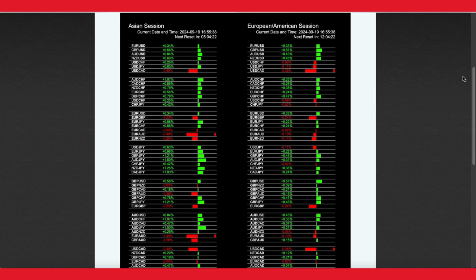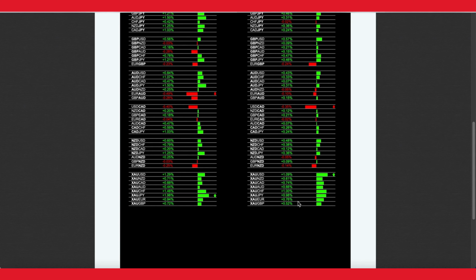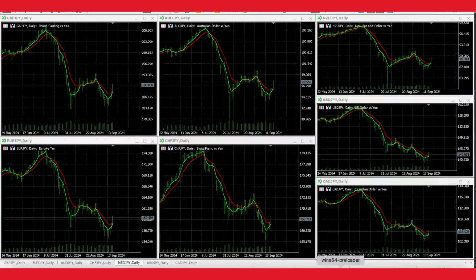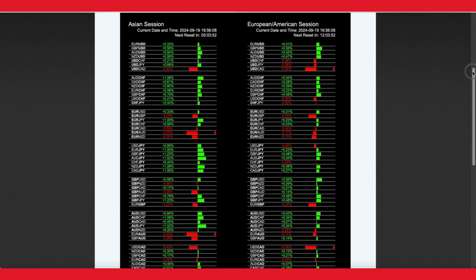So from this chart, you can see here we've got dollar weakness, we've got yen strength, and we've also got some gold strength against the currencies. We want to quickly observe how that plays out on the chart. Here we've got the yen dailies, and you can quickly see we've got potential yen weakness there as a long-term trend.